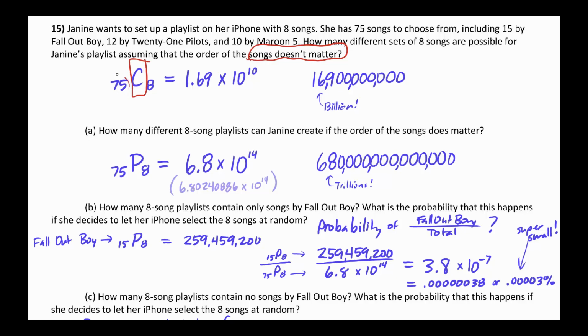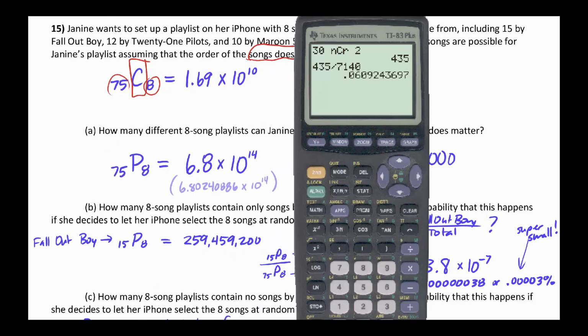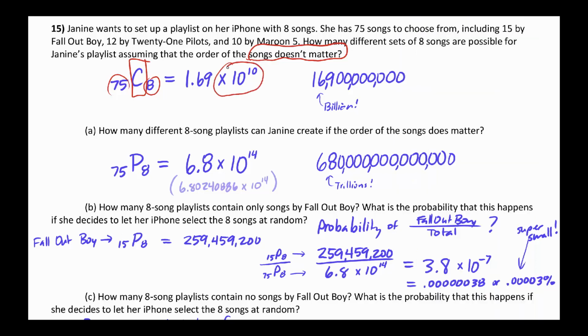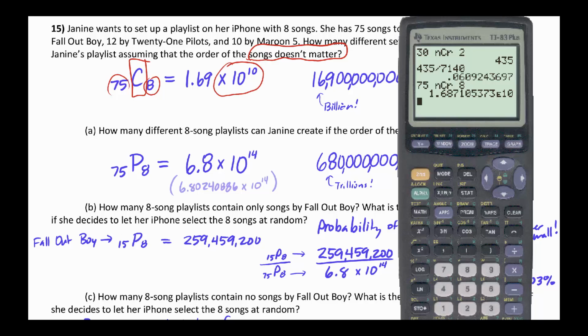So I need to take the total number of songs, which is 75, and I am choosing 8 of them. In my calculator, it would look a little something like this. 75 goes down first. Go to the math menu, over to probability, and this needs to be a combination. And I'm choosing 8 out of the 75. You'll notice my answer is in scientific notation: 1.687105373E10. That means times 10 to the 10th power. It's scientific notation.